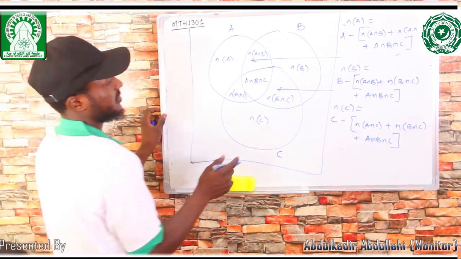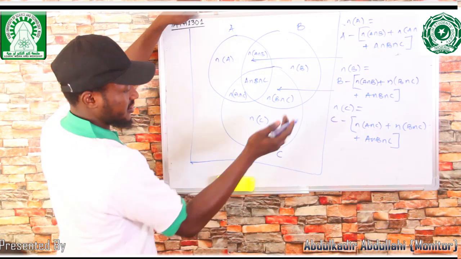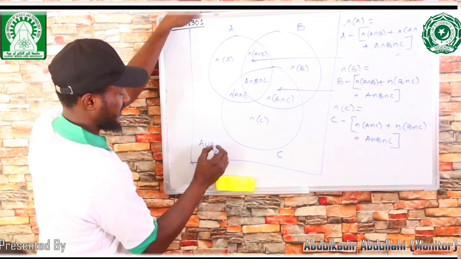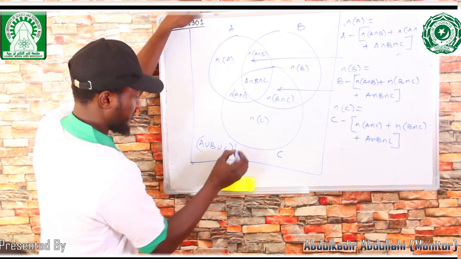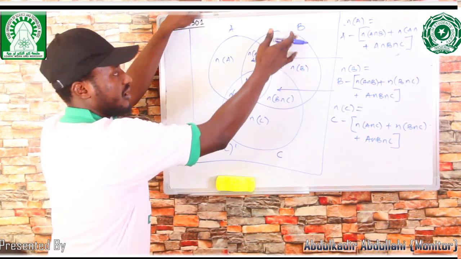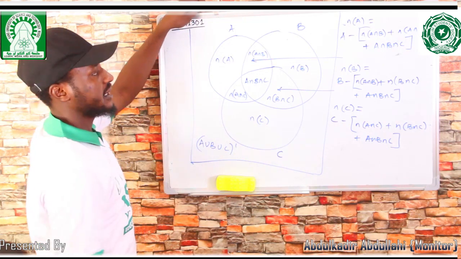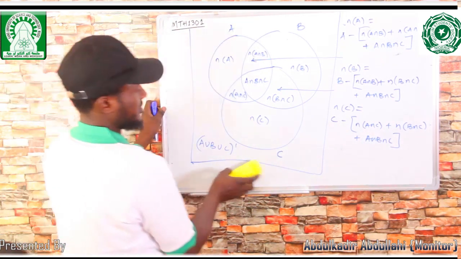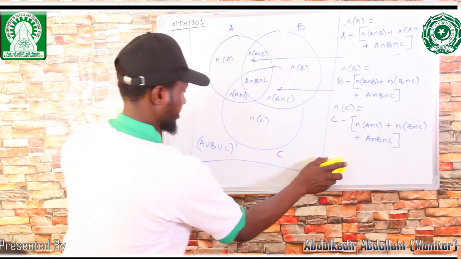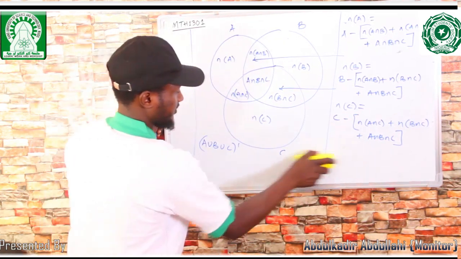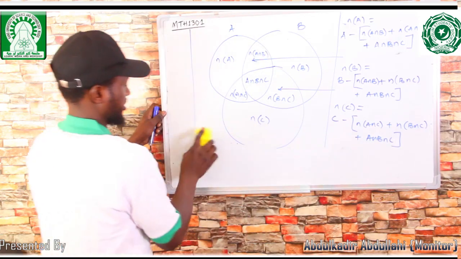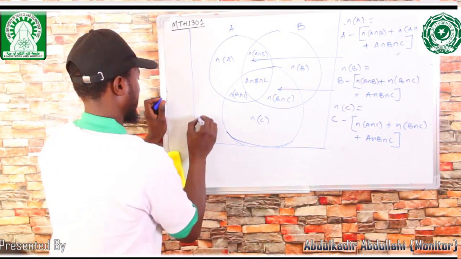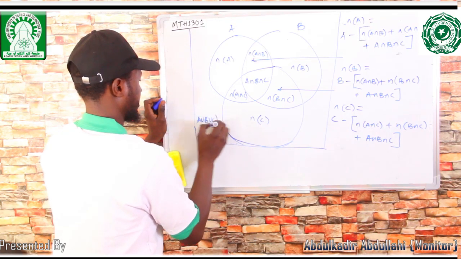So this is how to calculate a Venn diagram with 3 sets. And this place is just (A union B union C) complement, that is, not in A, not in B, and also not in C. So let's see the arithmetic formula for this.